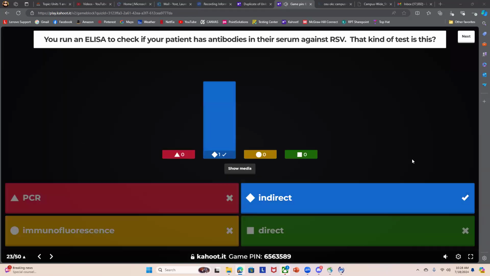All right. Yeah, so this is indirect. Indirect is when you're checking to see if the patient has the antibody, and the direct is going to be seeing if the patient has the antigen. Again, sandwiches go directly in my mouth. That's how I start building this thought process in my mind.